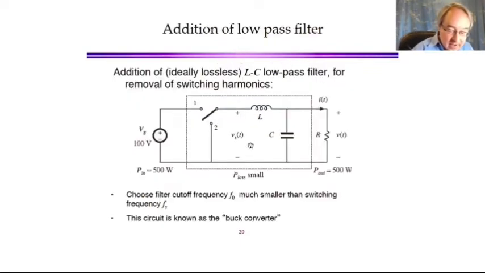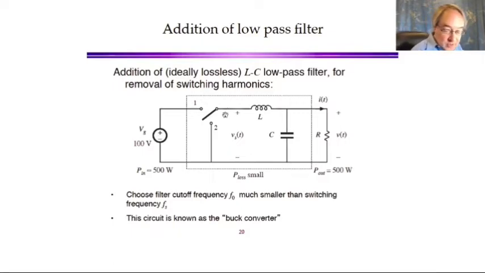Generally, we don't like to have that switched voltage appear across our load, so we will put a low-pass filter. And here's an LC low-pass filter that can be put in. If we design this filter correctly so the cutoff frequency is much lower than the switching frequency, this filter will pass the DC component, but it will reject the switching frequency and its harmonics and not let them pass through to the load, so that the output voltage is smooth and essentially is just the DC component of 50 volts.